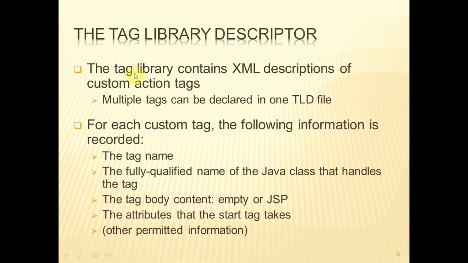The tag library descriptor has a set of XML descriptions for each of the custom tags in the system. So that library, that one file, could describe multiple tags. And for each tag, we would record information such as the tag name, the fully qualified name of the Java class that implements that tag. In other words, it's the code that executes when the tag is encountered in the Java server page. We'll define whether the tag body has content or not, and we'll define attributes that the start tag takes, and there is other information that we might encounter in due course.